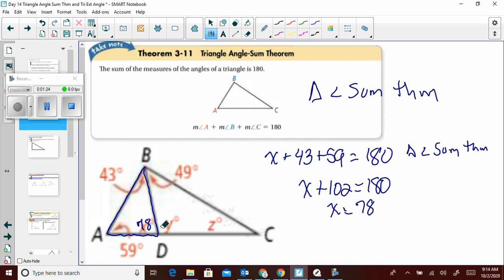Next, let's look at y. What do we know about y and 78? Yep, they're a linear pair, and linear pairs are supplementary. So y plus 78 equals 180 because linear pairs are supplementary. We learned that in a previous video. So y is 102.